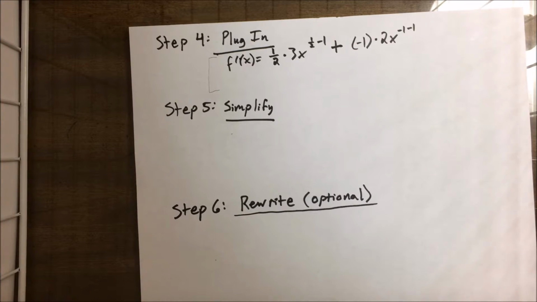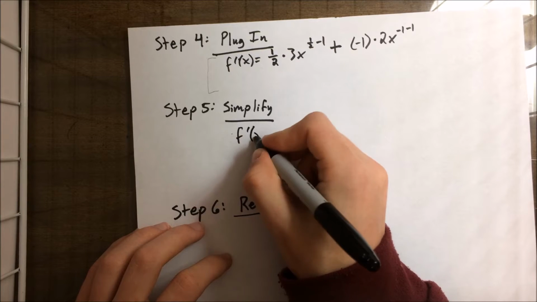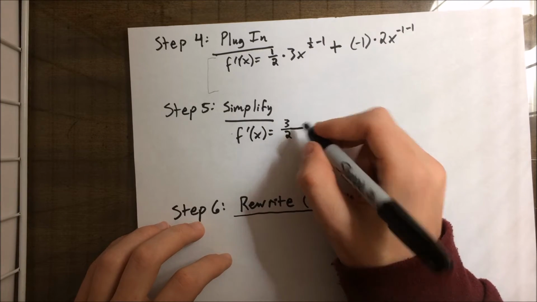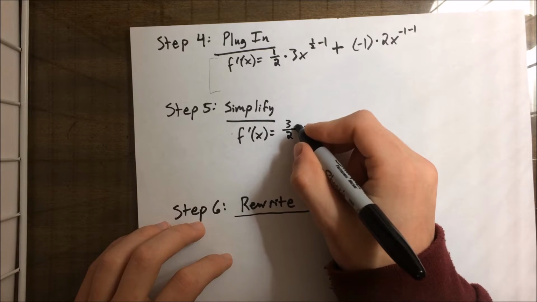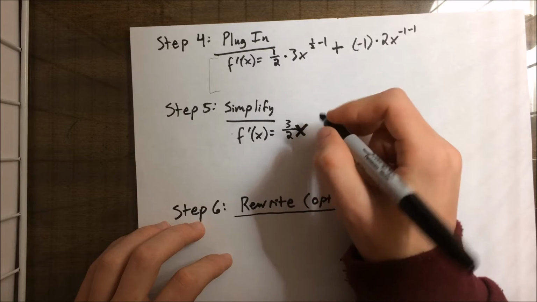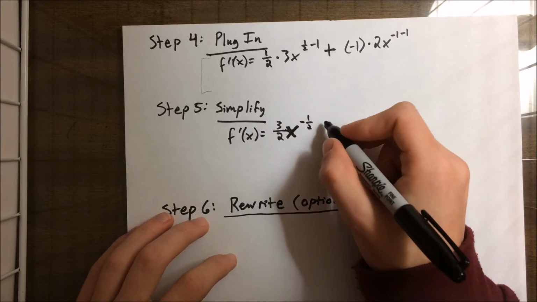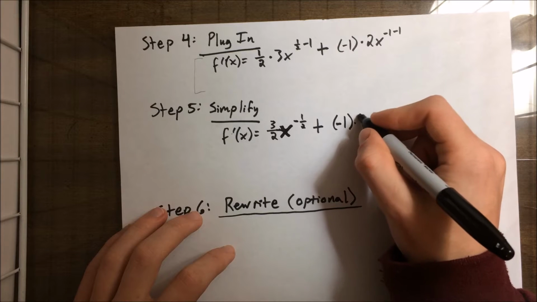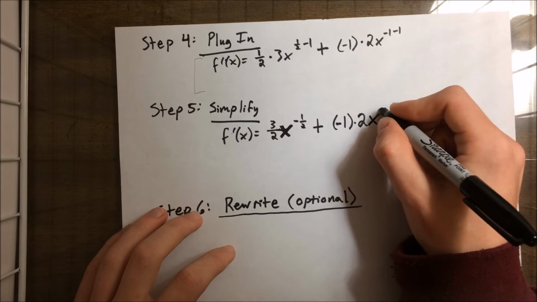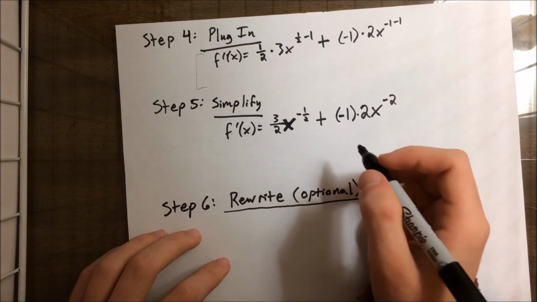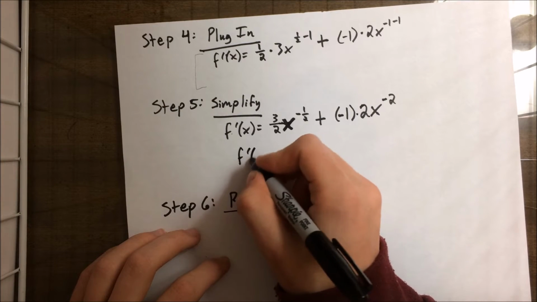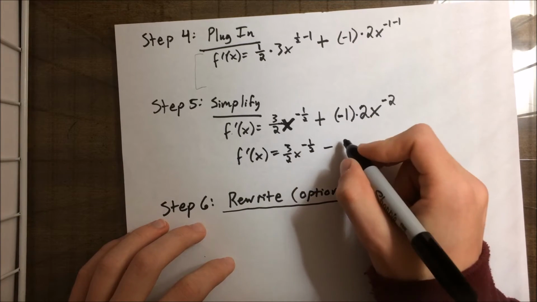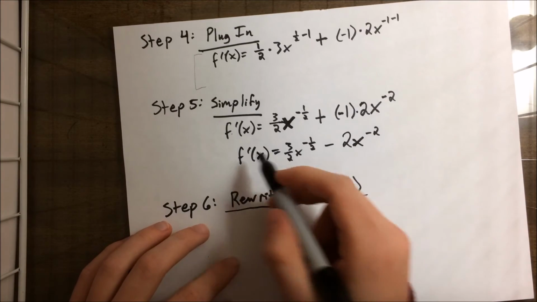So then let's go ahead and simplify that. So f prime of x is equal to 3/2 x to the negative 1/2, plus negative 1 times 2, 2x to the negative 2. Okay, so we can simplify that further. So let's do f prime of x is equal to 3/2 x to the negative 1/2 minus 2x to the negative 2. So this is a final answer.